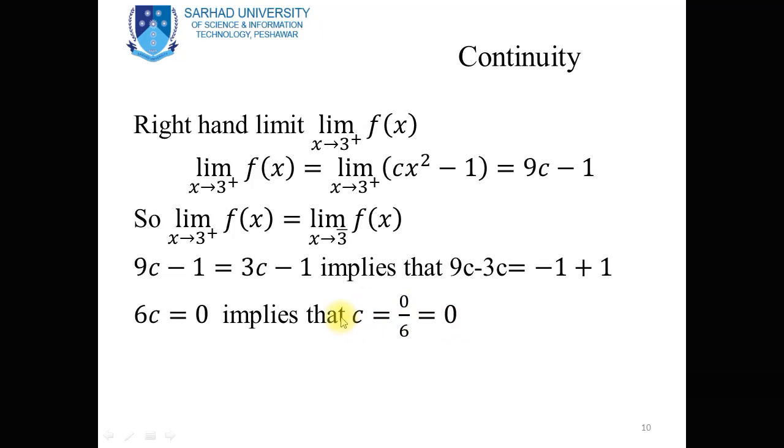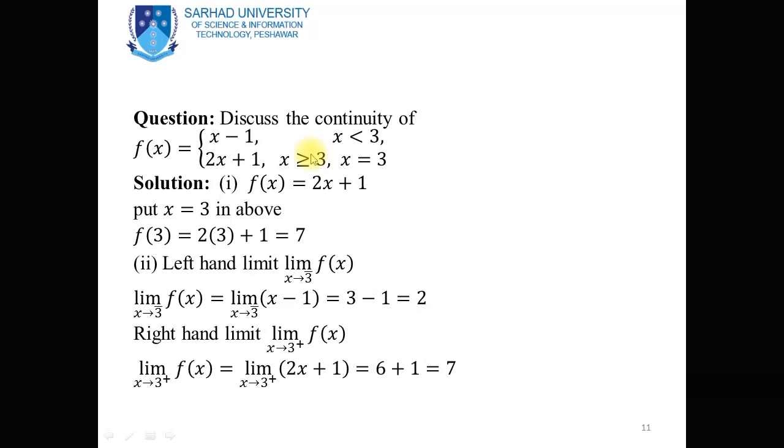So dear student, in this problem the value of c is 0. Now another problem, to discuss the continuity for this function f of x is equal to x minus 1 where x less than 3, and 2x plus 1 where x greater than or equal to 3, at x equal to 3. So for the continuity of this function, first of all we use this function value.